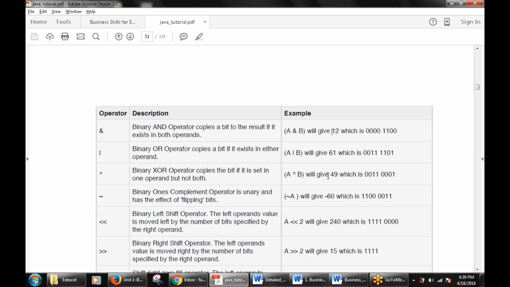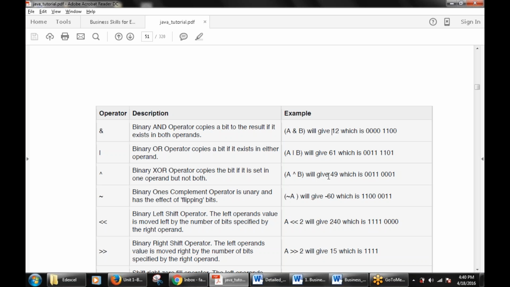Then the negation, that is the complement operator, is used, so that converts the bits: 0 becomes 1 and the 1 becomes 0. Then binary left shift operator, that is moved left by the number of bits. For example, if I specify the left shift operator by 2, that means every bit is shifted towards the left-hand side by the 2 bits.